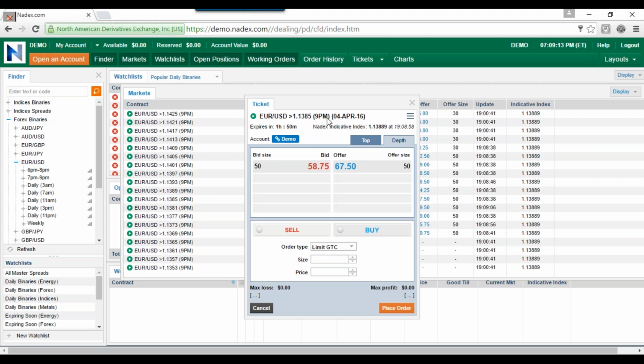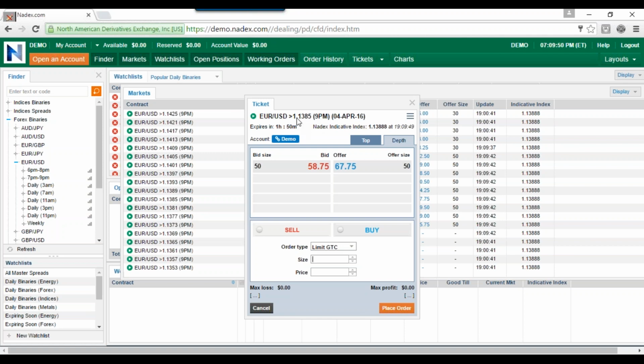Binaries are pretty simple to understand. It's a simple true or false, yes or no. So the statement is euro dollar will be greater than 1385 by 9 p.m. If I think yes, that's true, I'm going to buy it. If I say nope, I don't think it'll be greater than that, I'm going to sell it. Simple yes or no. So in that sense, they're a very easily tradable instrument. And we know at expiration, a binary is either worth 0 or 100. Yes, we can exit early, but what we're talking about right now is at expiration.